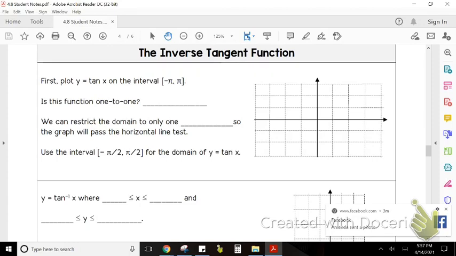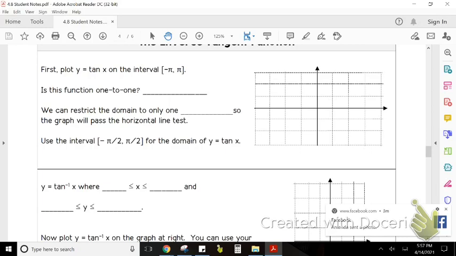Alright, so inverse tangent. Same thing. It says plot y equals tangent of x in the interval from negative pi to positive pi. And so I think we might be able to fit that one on here.